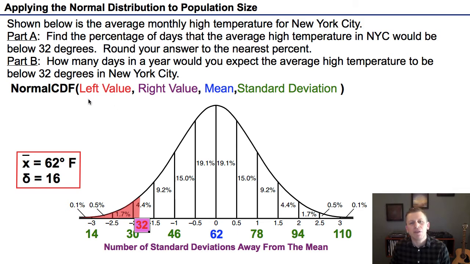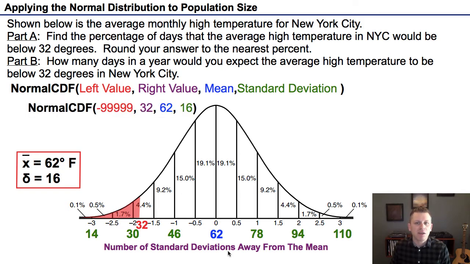So we're going to input the left value as something really small. Here we'll pick negative 999,999. The right value we know is 32. That's the highest temperature that we want. The mean we know is 62 degrees and the standard deviation is 16. We plug this in the calculator and it gives us this.